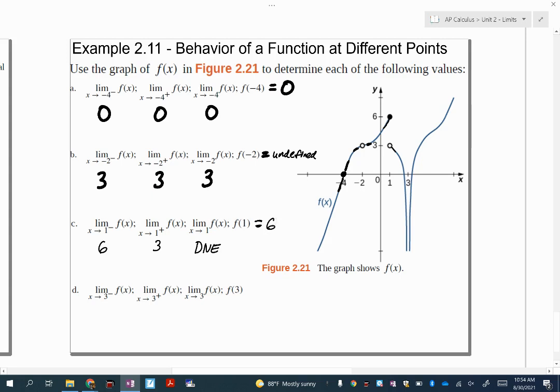All right, the very last one. As you approach 3 from the left, we're approaching negative infinity. As you approach 3 from the right, we're approaching negative infinity. Those match. So the limit as x approaches 3 is negative infinity, but you'll notice that we don't have a value when we plug in 3 for x, so that's also undefined. And because those were negative infinities, we know there is a vertical asymptote at x equals 3. Don't need to put that, but I'm just circling back to what we just did.